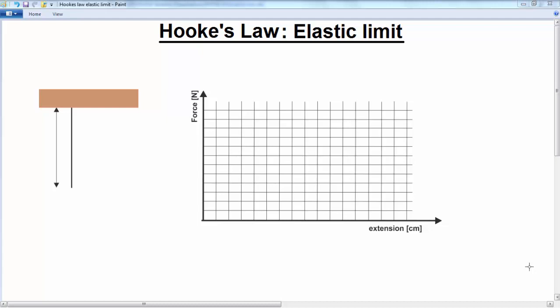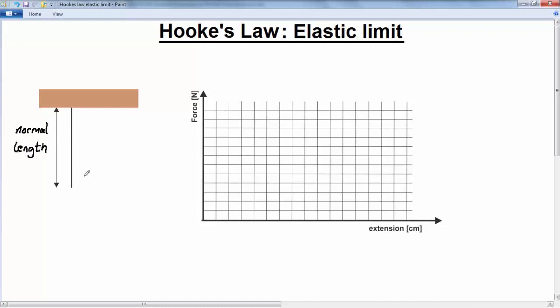In this lesson we're going to continue to look at Hooke's law, and in particular what is meant by the elastic limit of a material. So let's just suppose our material under test is a typical metal wire, and at the moment there's no force applied to it, so we can say that the wire is at its normal length.